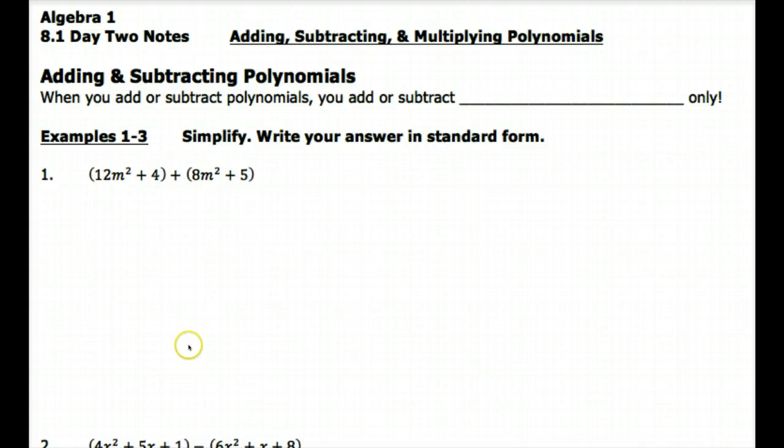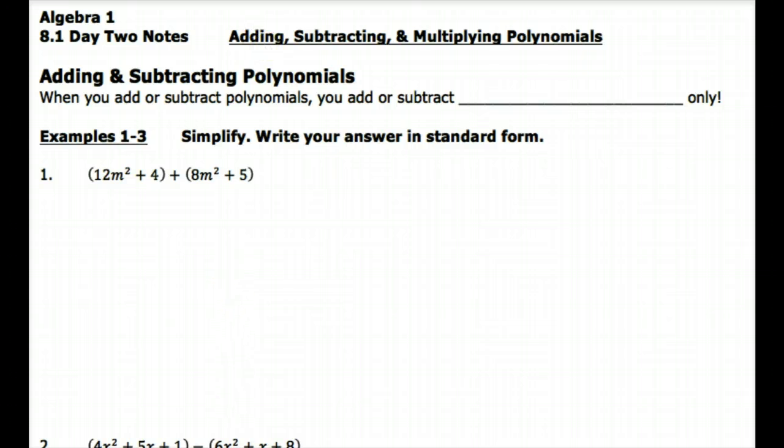Hey guys, so in the first video of this unit, I just introduced you to the concept of a polynomial and the definition of a polynomial. In this next video, we're going to be looking at how to do operations with polynomials, specifically how to add, subtract, and multiply polynomials. For the first few examples here, we're going to focus on adding and subtracting.